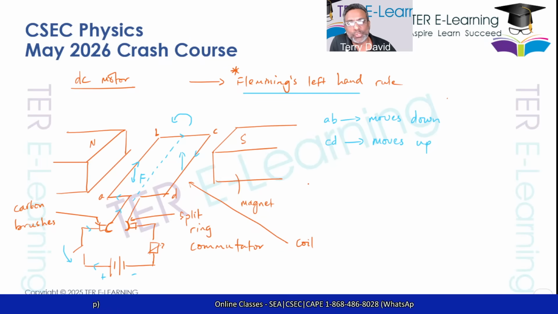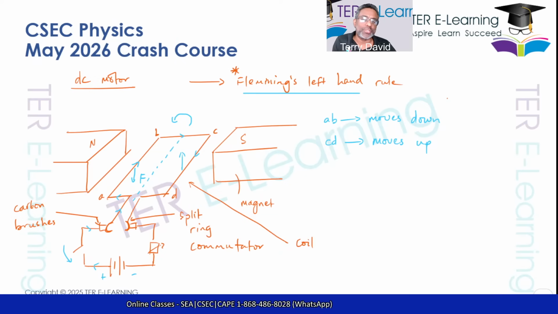So this is the DC motor. You have to know the diagram. You have to be able to explain the operation. What's the purpose of the split ring? Now, here are some questions I can ask you. How can we make the motor spin faster?